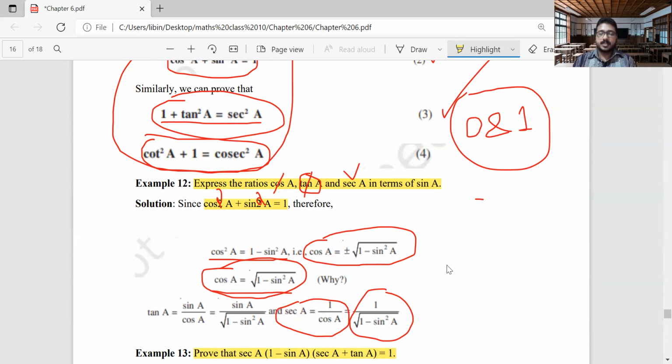In such kinds of questions like prove that, or let it be 1 or any value, the first step should always be to write the reciprocal ratios, or write the trigonometric ratios, in terms of sine and cos. As I have told you, the basic ratios are sine and cos, because from sine and cos we can derive all the other ratios. So convert all the ratios given in the question to sine and cos.